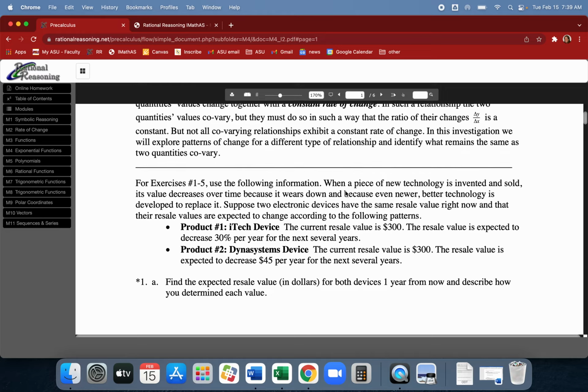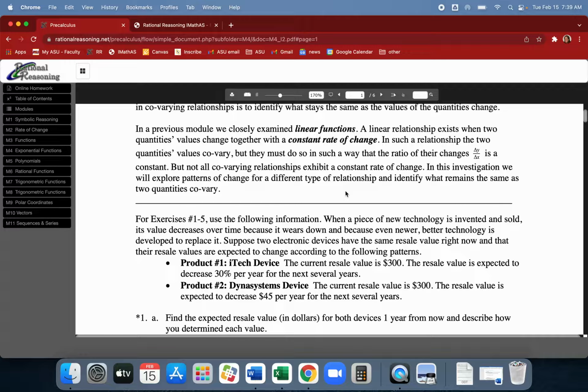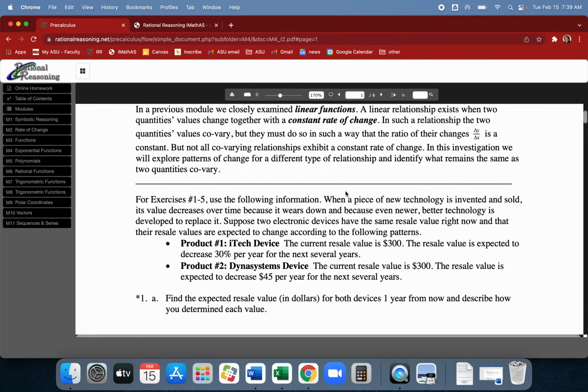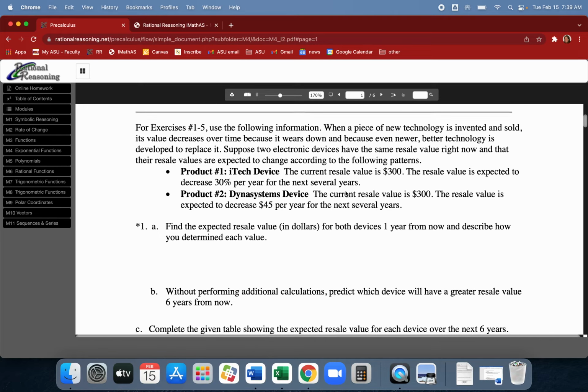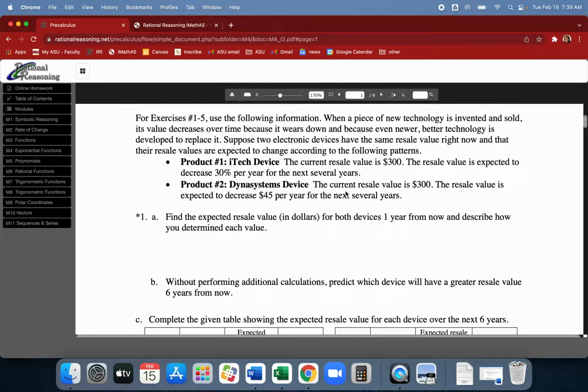So the top of this is just what I was talking about. Linear functions are a constant rate of change. Now we're going to be talking about something else. So we're going to be using the same setup for several questions here. So I'm going to take a careful look at what this says. If you have your own device and can read it more easily on that, please do. But we're going to be talking about 2 different devices. Think of them as a cell phone or whatever you want it to be, and how their value changes over time.